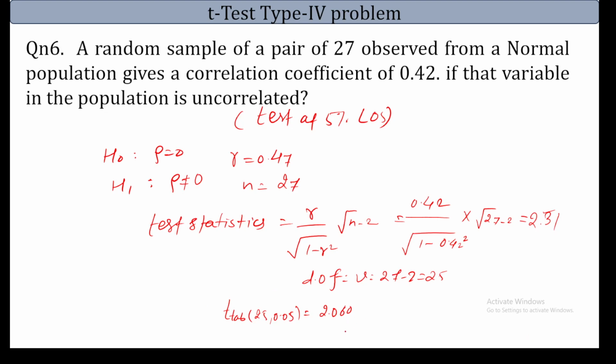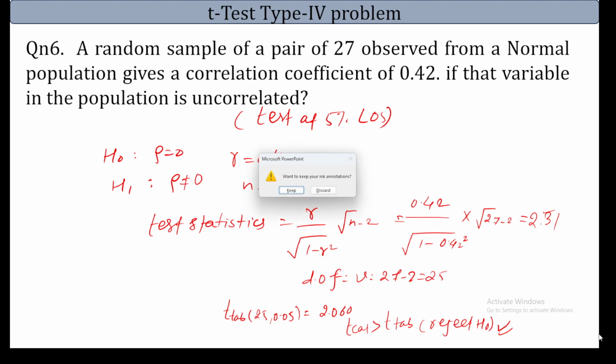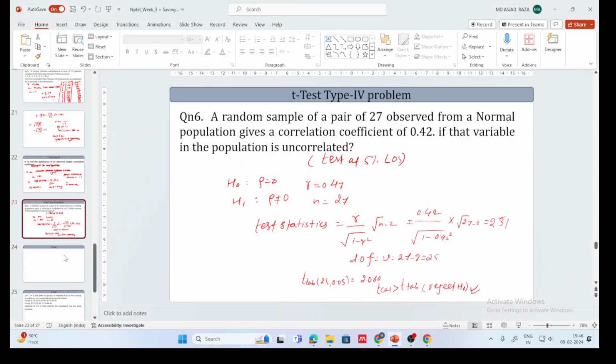So what will be the decision? t calculated is greater than t tabulated. So we are going to reject the null hypothesis. Is it correct? Yes, sir. Okay, we'll go with the next test.